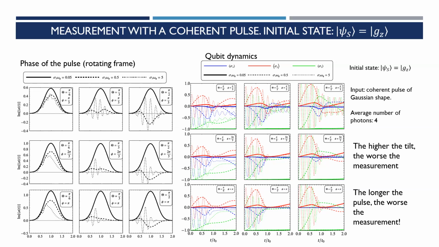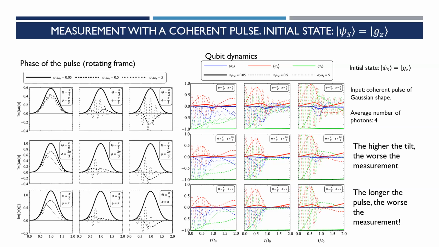In general, we can see from these plots that the higher the tilt, the worse the measurement gets, and this is clear from the medium and the long pulses. And the longer the pulse, the worse is this phase measurement that we are doing.